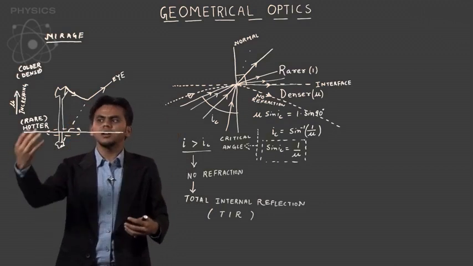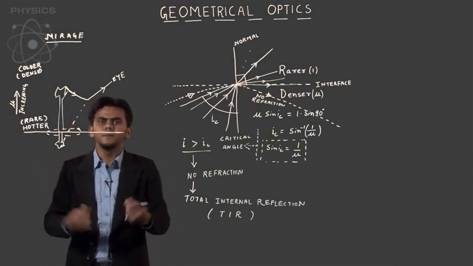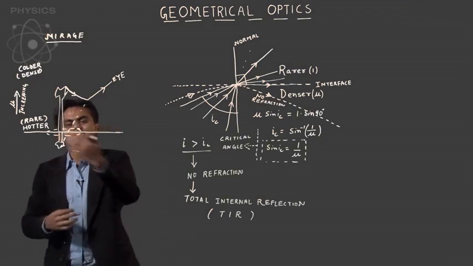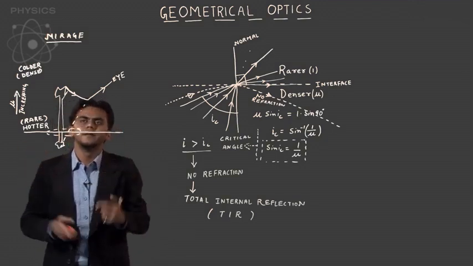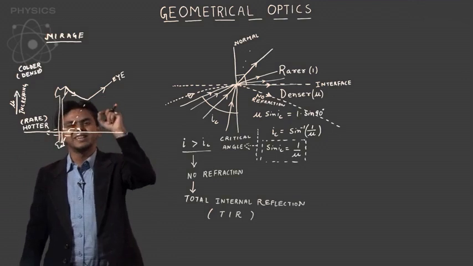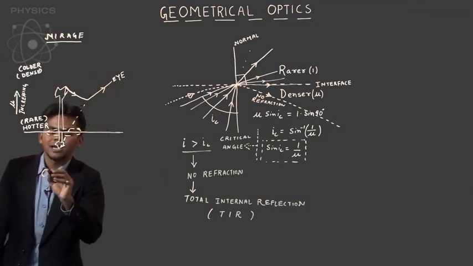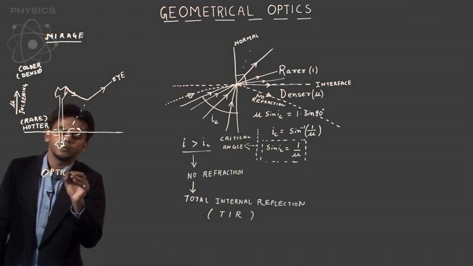Why? Because this is a road, this is a surface, this is ground. And the reason I'm thinking of this as a water body is because a lot of images are vertically inverted. And this kind of illusion is known as a mirage. This is known as a type of optical illusion.